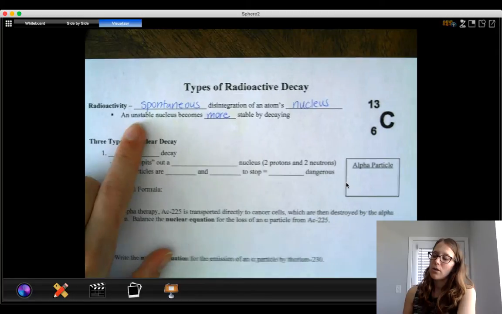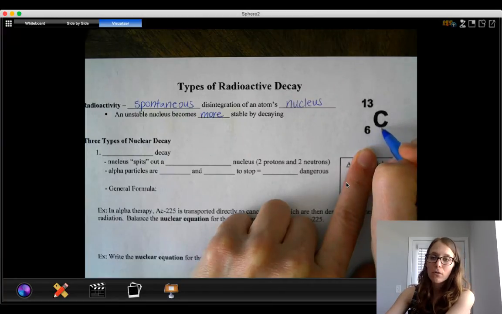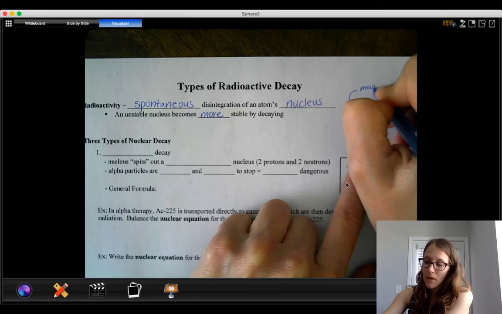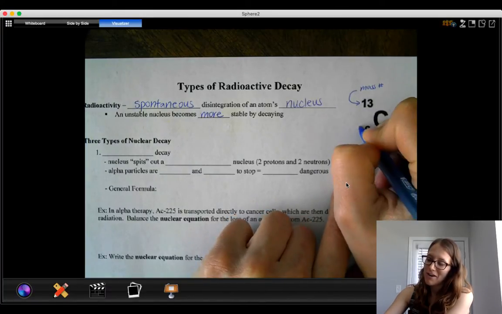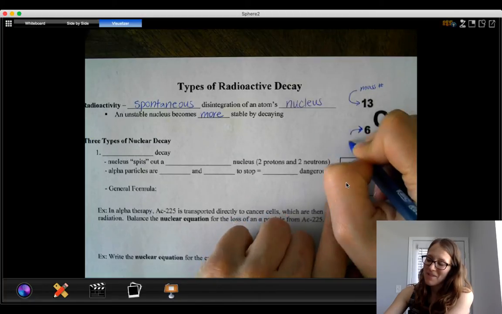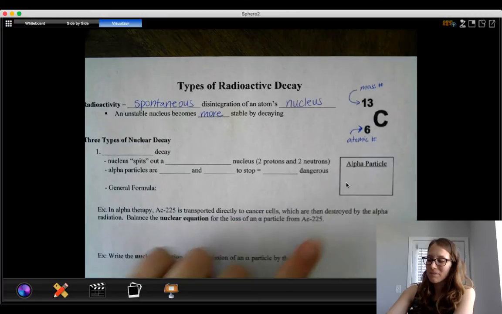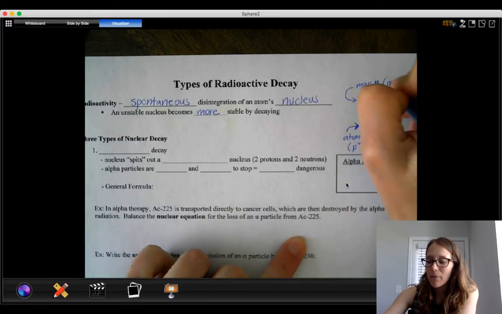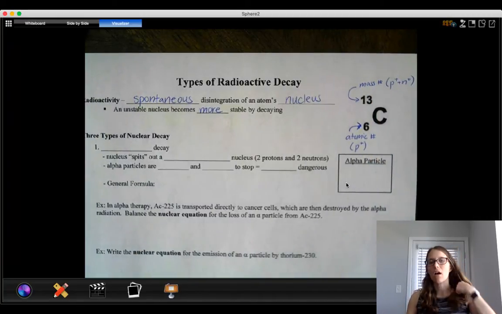Just as a reminder, we write our element symbols like this when we're talking about nuclear chemistry. This is our element symbol. This is our mass number on the top. And our bottom number is our atomic number, which is our number of protons. Our mass number is the number of protons and neutrons added together. So that's a review of what we saw on pages 3 and 4.